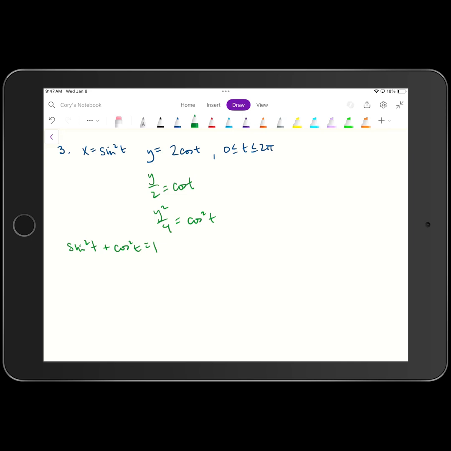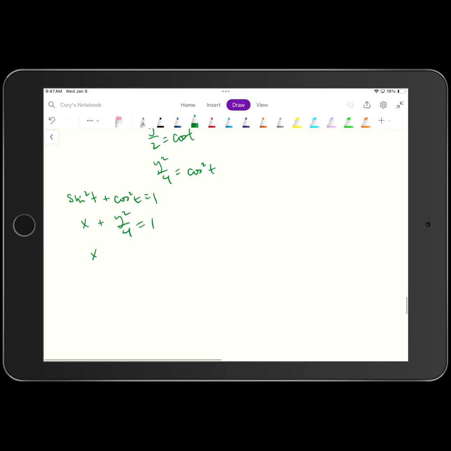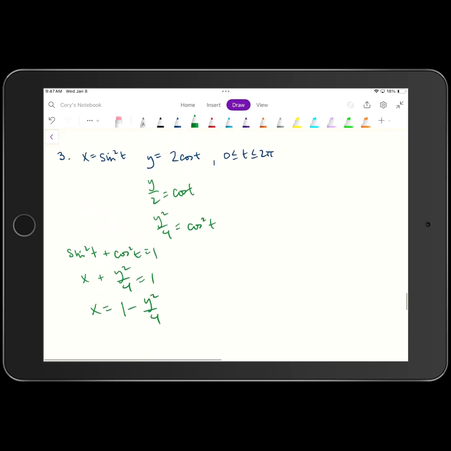that would give me the equation. So sine squared is equal to x, cosine squared is y squared over 4, so x plus y squared over 4 is equal to 1. And when I isolate x, we get x equal to 1 minus y squared over 4. Okay, so we have x equal to some negative y squared. That's going to be a parabola that opens to the left. But let's confirm that. So again, this is our equation where we've eliminated the parameter. Let's go ahead and sketch a graph of this. So we're going to make ourselves an x, y, t table over here on the right.